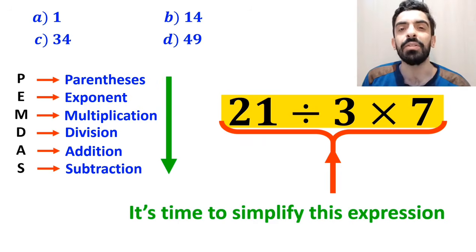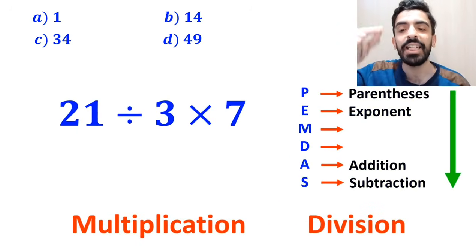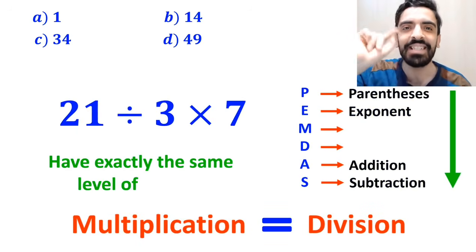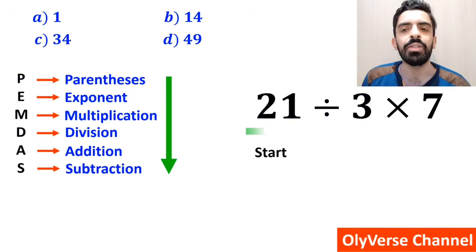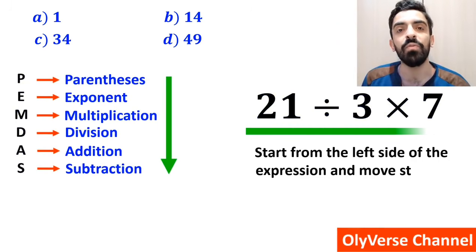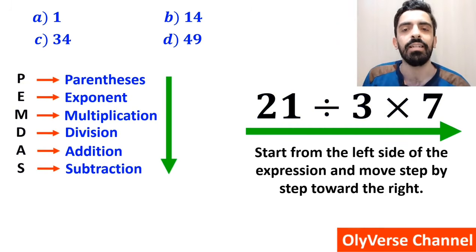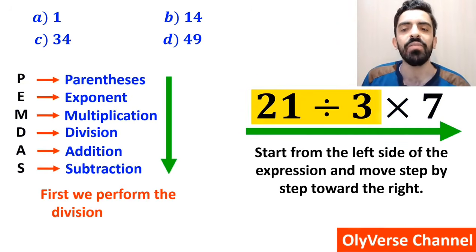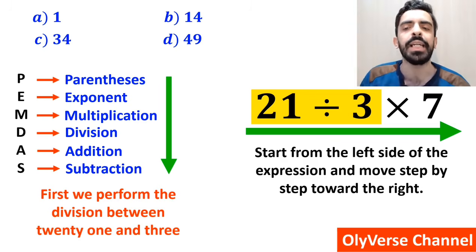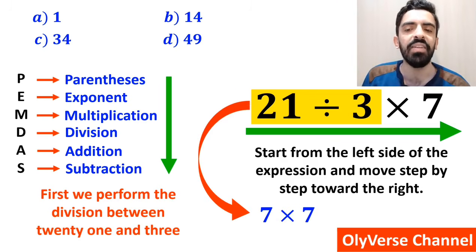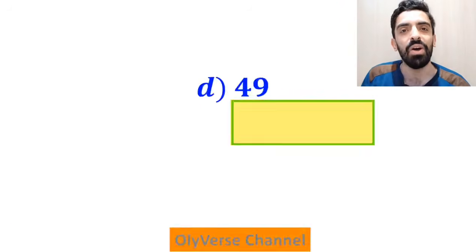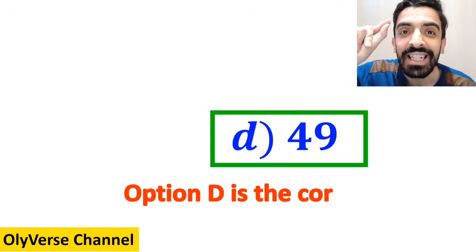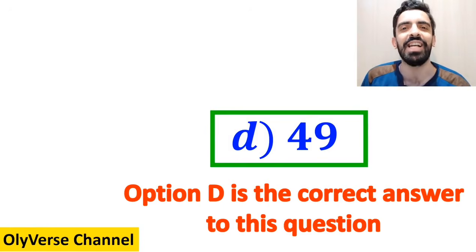It's very important to note that in the PEMDAS rule, multiplication and division have exactly the same level of priority. In this case, all we need to do is to start from the left of the expression and move step by step toward the right. So, first we perform the division between 21 and 3, which simplifies this expression to 7 multiplied by 7. And finally, the value of this expression will be 49. Therefore, option D is the correct answer to this question.